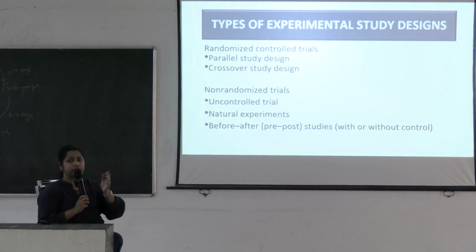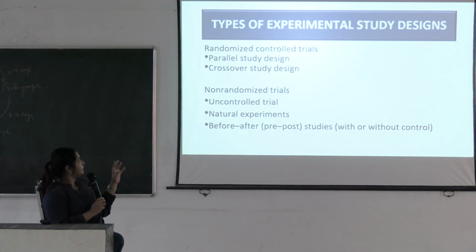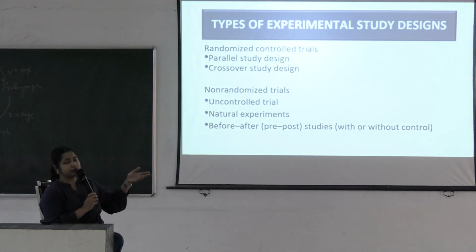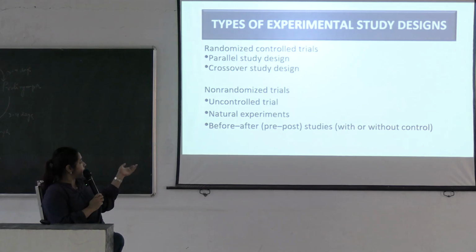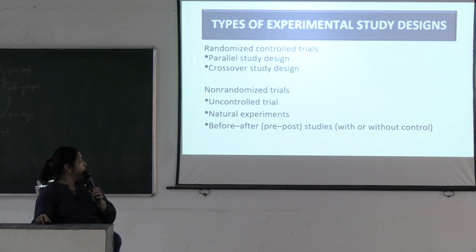many others that is not within your scope. That is like factorial, etc. But you don't need to study that. Just remember the parallel study design and the crossover study design. Then under non-randomized, there is the uncontrolled trial, that is without any control group, natural experiments, and then before, after, or pre-post studies. So these are the non-randomized trials.